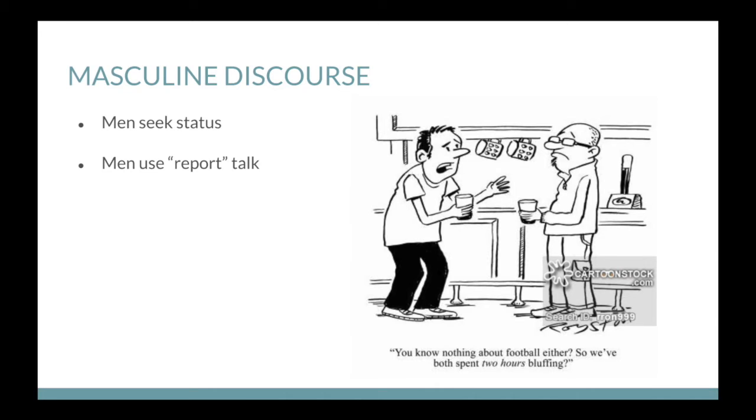In terms of masculine discourse, men seek status and independence. Men tend to only talk when it makes them look good, strong, independent, or competitive. Men also use report talk. Men engage in competitive joking and assertive speech aimed at taking control of the conversation.